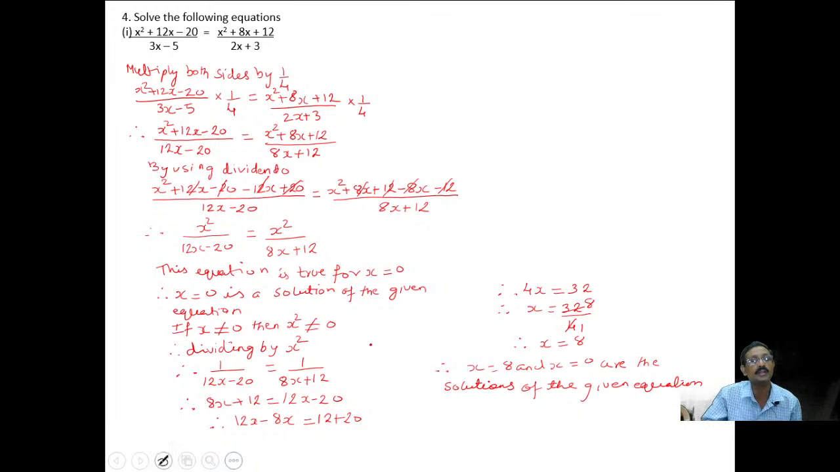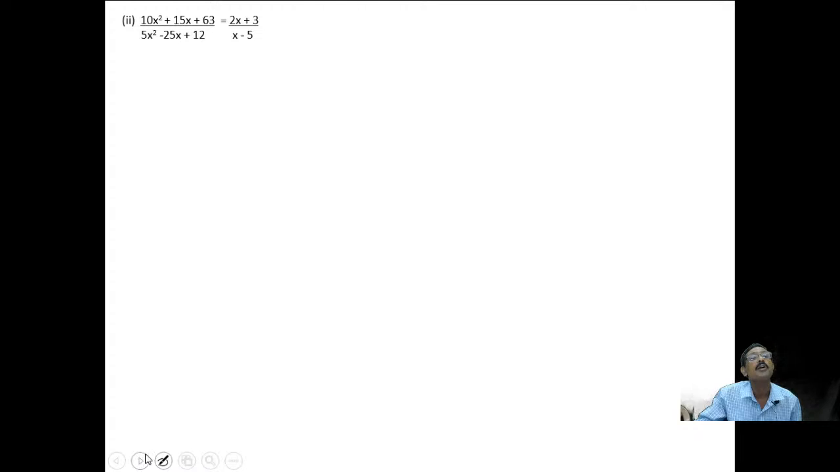Okay, in the next one, what we have over here is 10x squared plus 15x plus 63 upon 5x squared minus 25x plus 12, which is equal to 2x plus 3 upon x minus 5. Let us look at this equation. These equations are a little tricky. So what can be done to solve this equation? If I look at this equation, 10x squared plus 15x plus 63, I've got 5x squared minus 25x plus 12. And here I've got 2x plus 3 upon x minus 5.